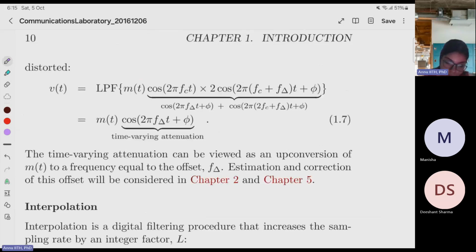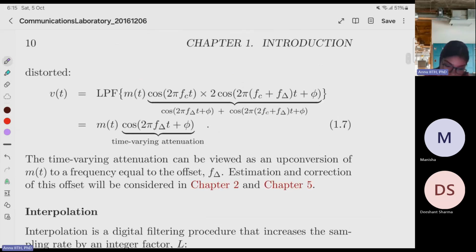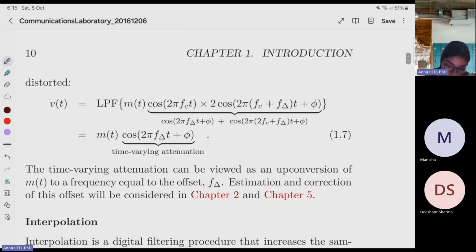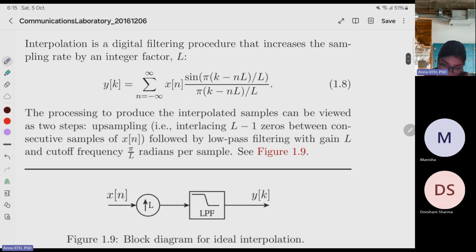Now, if you want to see the time varying attenuation, okay. So time varying attenuation can be viewed as an upconversion of MT to a frequency equal to offset. The estimation and correction of this offset will be considered in several chapters. We'll see that. Okay, time varying attenuation. I don't think that you will have that problem.